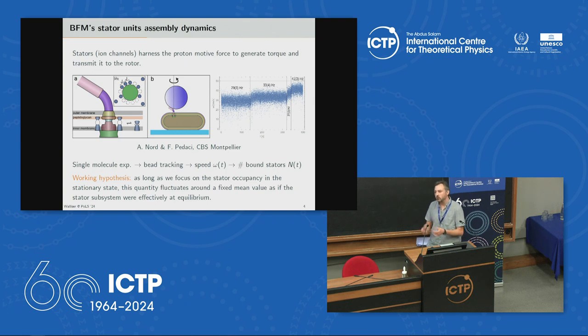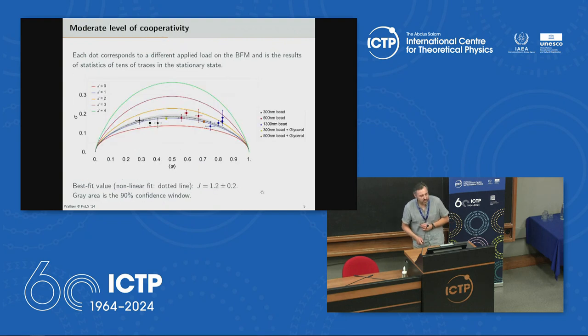If you want now to model the system as an absorption model, you may think of the rotor here in green as a substrate of finite size with periodic boundary conditions, onto which up to 13 stator units can attach at equally spaced positions. So here, our working hypothesis, in line with previous studies, is that as long as we focus on stator occupancy in the stationary state, this quantity fluctuates around a fixed mean value as if the stator subsystem were effectively at equilibrium. So here are some results.